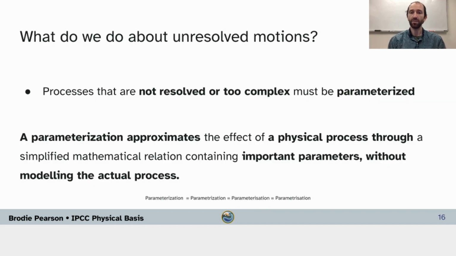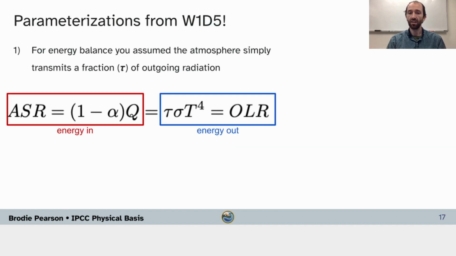Now, as a recap, in the climate modeling day, you got introduced to parameterizations. So processes that a model can't resolve or are too complex for a model to include must be parameterized if they're an important process for the climate scales that the model is simulating. And a parameterization basically approximates a physical process through its important parameters without modeling the actual process. And you've encountered a couple of examples of parameterizations in your climate modeling day last week.